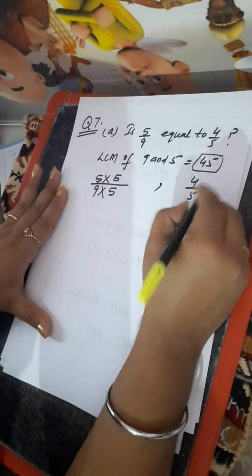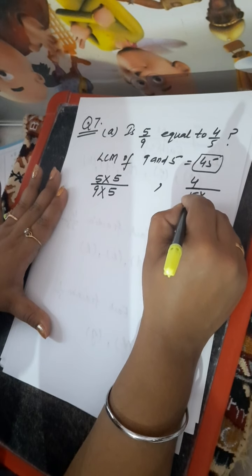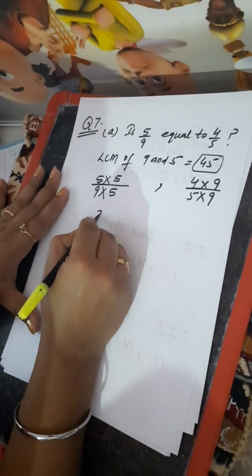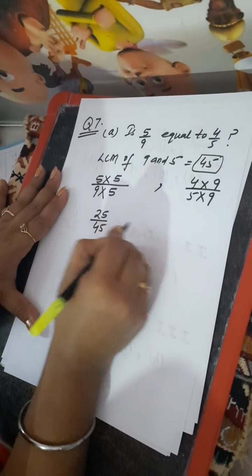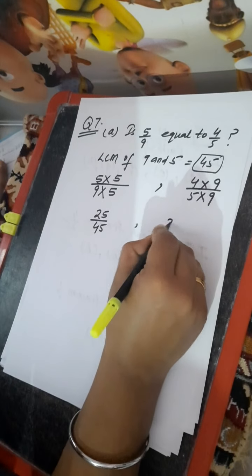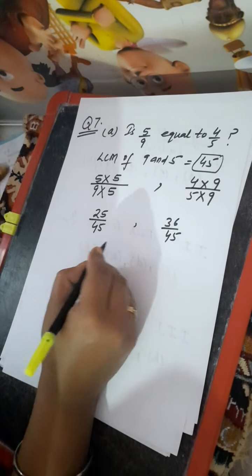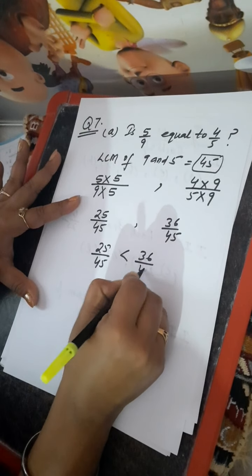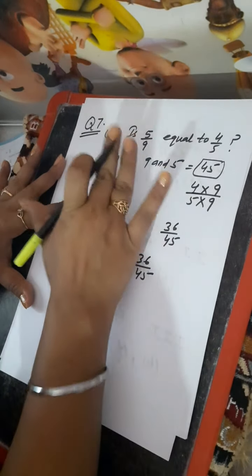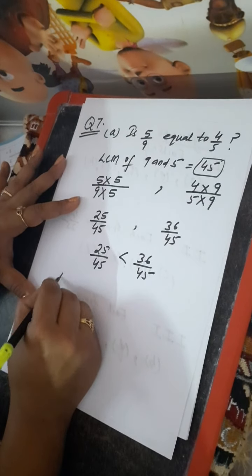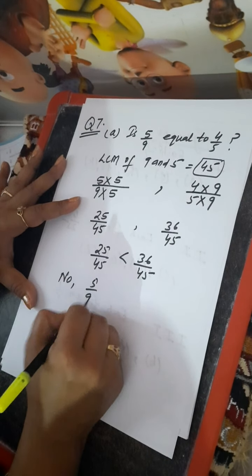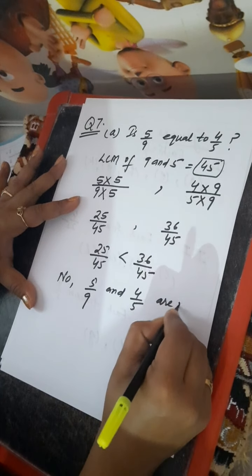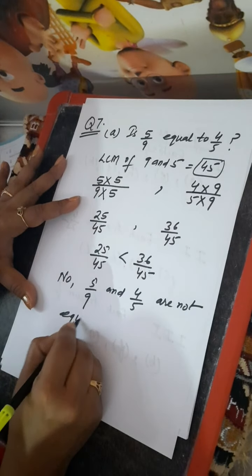Similarly, here we have 4 upon 5. So here you have to multiply both numerator and denominator by 9. So here I will get 25 upon 45 and here I will get 36 upon 45. Here 25 upon 45 is lesser than 36 upon 45, and the question is, are both the fractions equal? So I will write no. 5 upon 9 and 4 upon 5 are not equal.